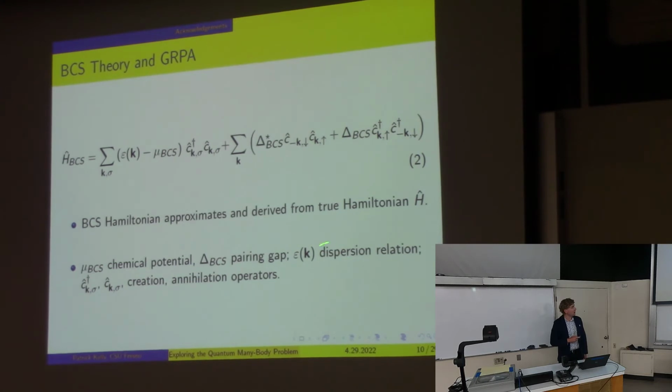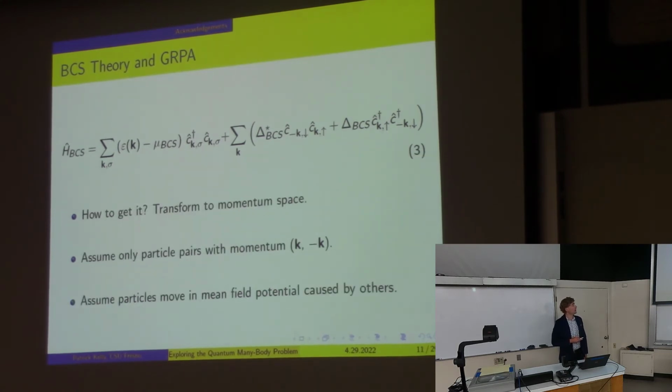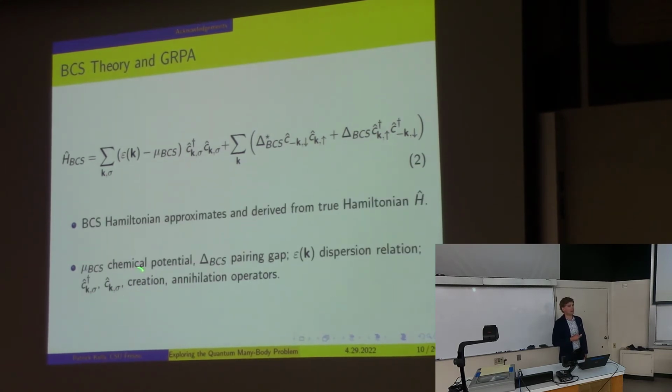The dispersion relation, which is the energy as a function of the momentum of the particles. And then these are the creation and annihilation operators that are used in second quantization. They're the little mathematical devices that actually control a particle moving from one state to another, or one lattice site to another.